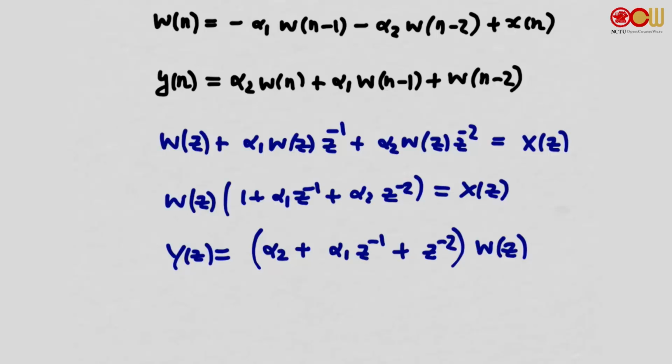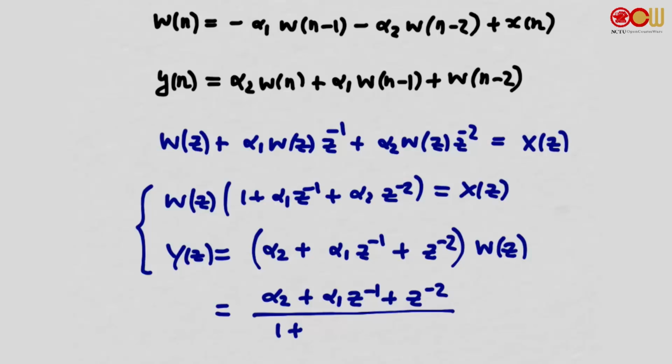Now combining these two equations together, W(z) is given in the first equation, right? What we need is the system function, which will relate x and y only, so we want to remove w somehow. W can be written as X(z) divided by this term. So let's continue on writing this equation here. Then we get alpha 2 plus alpha 1 z inverse plus z to the minus 2, over 1 plus alpha 1 z inverse plus alpha 2 z to the minus 2, times X(z).